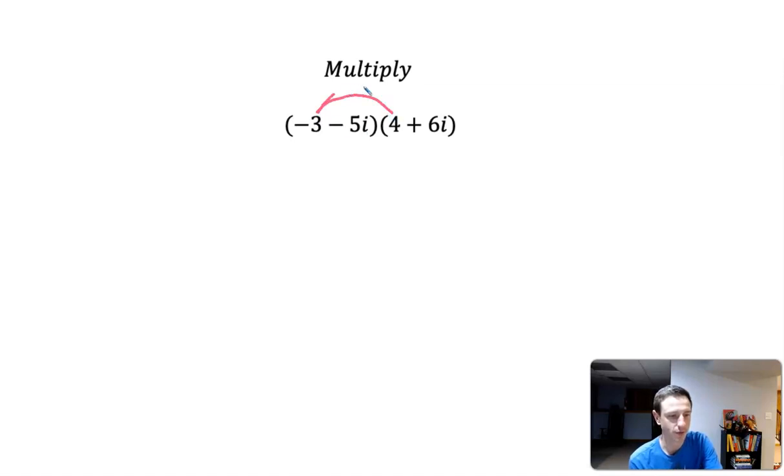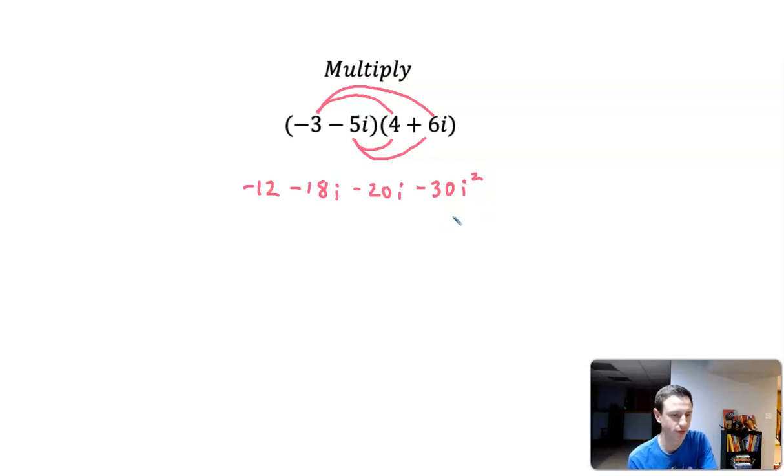So we're going to do -3 times 4, -3 times 6i, and then -5i times 4, -5i times 6i. So -3 times 4 is -12. -3 times 6i is -18i. Then I have -5i times 4, which is going to be -20i. -5i times 6 is -30. And here is the key part of this. We do -5 times 6, which is -30. i times i gives us i squared.